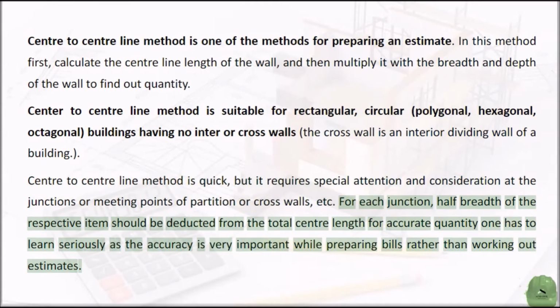For each junction, half breadth of the respective item should be deducted from the total center length for accurate quantity. One has to learn seriously, as the accuracy is very important while preparing bills rather than working out estimates.